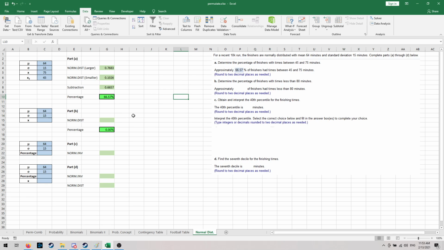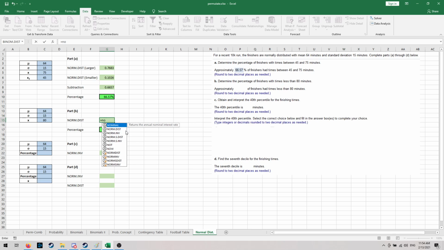Part B is actually much easier than part 1. All they're asking is what percentage of finishers had times less than 80 minutes. So in this case, x, or our number under consideration, is 80. And we can do this all in one step with norm.dist. So we're just going to select the formula.